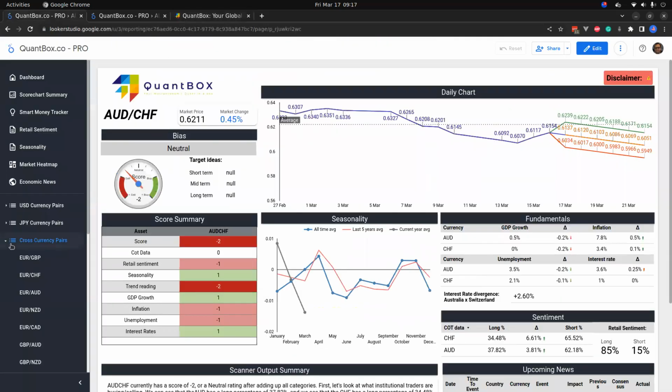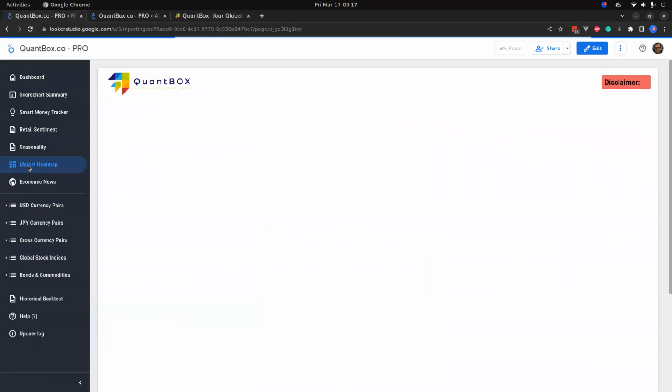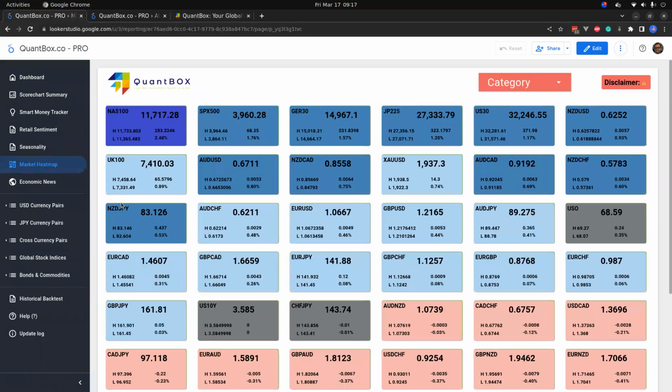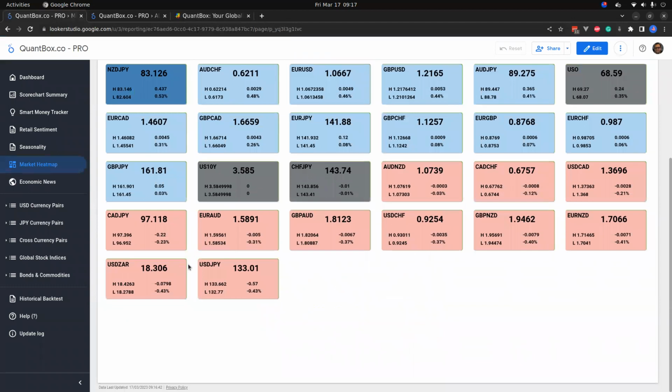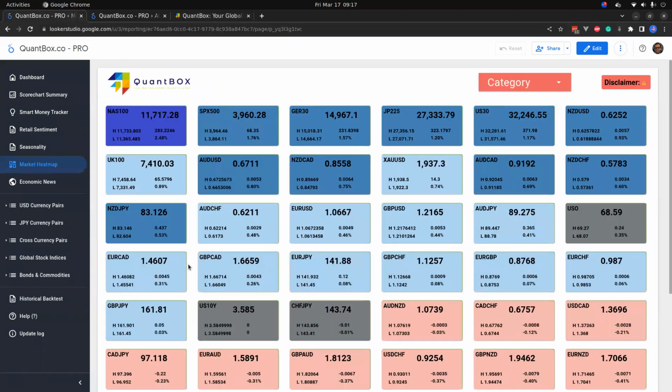So every single day we get together at this time and we discuss the market. We usually look at the market heat map, and that tells us which pairs are the most bullish and which pairs are the most bearish for the session. As you can see, currently we've got indices up. That's good for risk. So we expect a weak dollar and a weak yen.